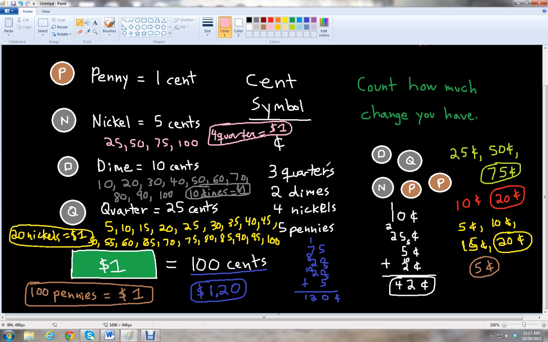Okay. So 100 pennies is $1. 20 nickels is $1. 10 dimes is $1. And 4 quarters is $1. So it's good to know how many of each type of coin make up $1. And that's important to know, especially when you have penny rolls, nickel rolls, dime rolls, quarter rolls that you take to the bank. So that way you know how many dollars you're going to receive when you give that to the banker.